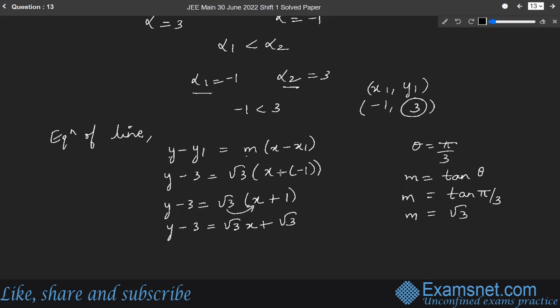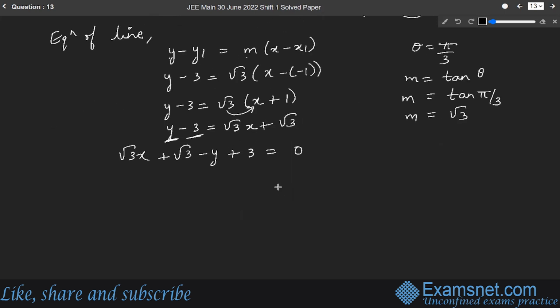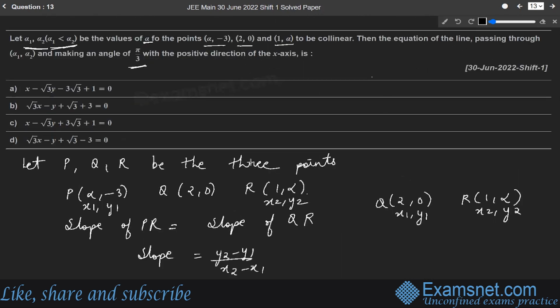Now let us take all the terms on one side. So we have root 3x plus root 3 minus y plus 3 is equal to 0. This y is positive here, so when it goes to the right hand side, it will be negative, and minus 3 is negative, so when it goes to the right hand side, it will be positive. It can also be arranged as root 3x minus y plus root 3 plus 3 is equal to 0, right? So this is the equation of the line that is passing through the points alpha 1 comma alpha 2. So for this question, the correct option is option B, which is root 3x minus y plus root 3 plus 3 is equal to 0.